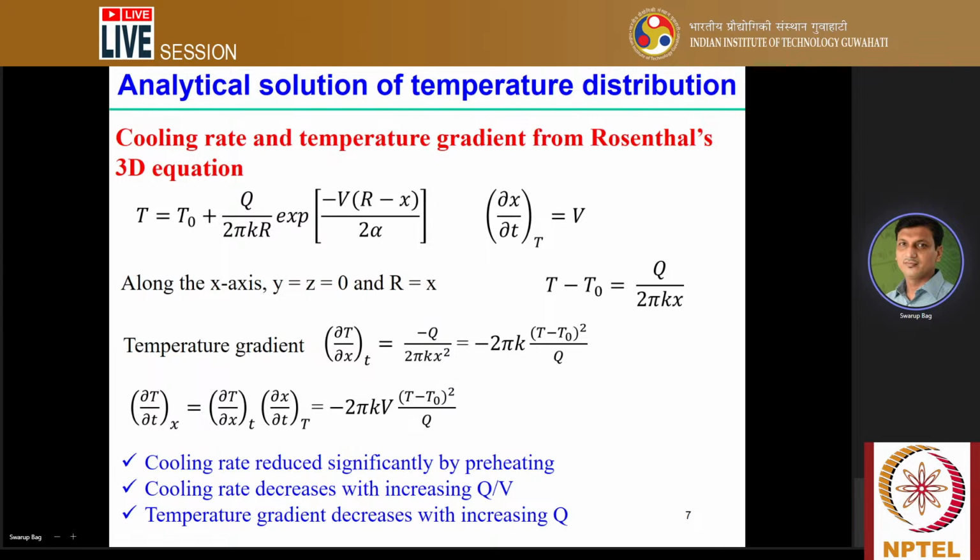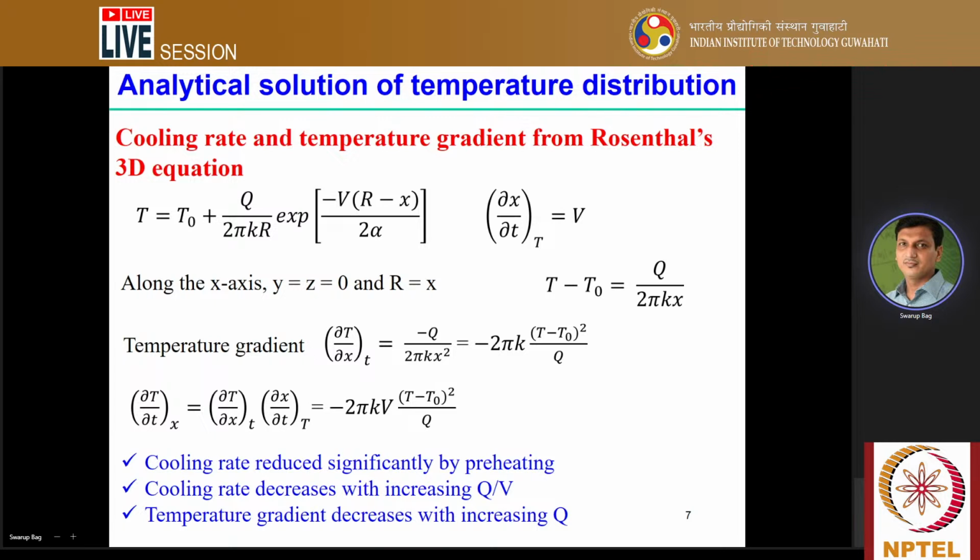Now, what inferences can we conclude from this particular expression? We can see that cooling rate is reduced significantly by preheating. T0 is the reference temperature, or initial temperature, or preheating temperature of the sample. When we start the solution, we start from an initial temperature; say the welding process is performed at ambient temperature, so the initial temperature was the ambient, and from there the temperature is raised. If it is preheated, you have already raised the temperature, and from there you apply the heat flux and get the temperature solution.